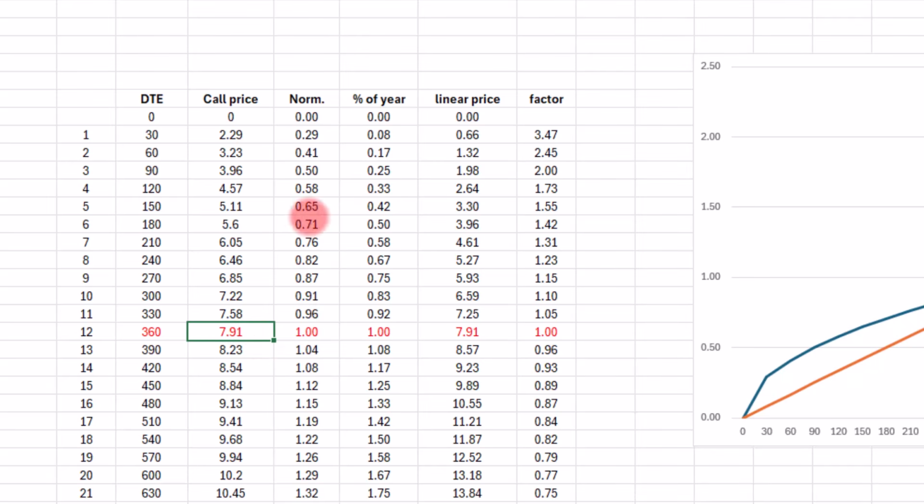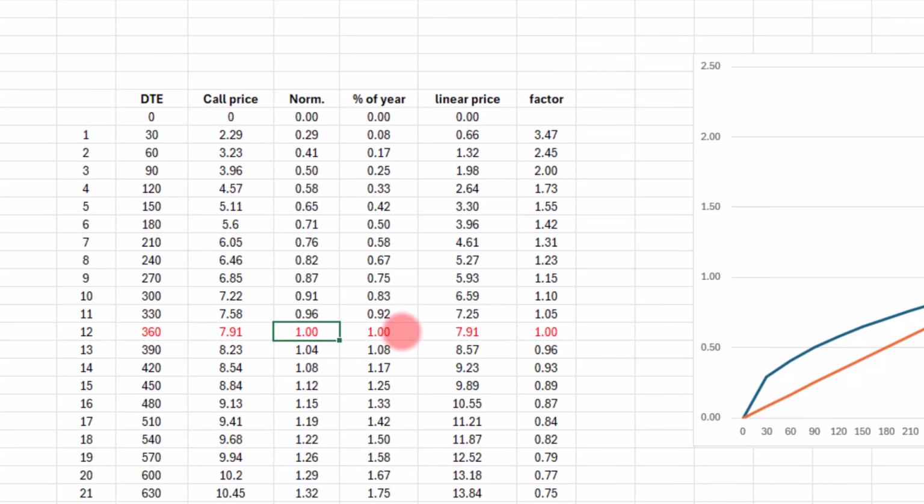And then what we're going to do in this column, what's called normalizing these prices, I'm just taking every price from this column and dividing by 791. So 0 divided by 791 is 0. We keep coming down. Obviously, 791 divided by itself is 100% or 1. And then we just keep going up the line. So we're just kind of putting all of these on the scale relative to 791. Next column shows the percent of the year. If we have 0 days to expiration, there's 0% of the year. 30 days is 1/12, or about 0.08 of the year. 1 year is 100% of a year.